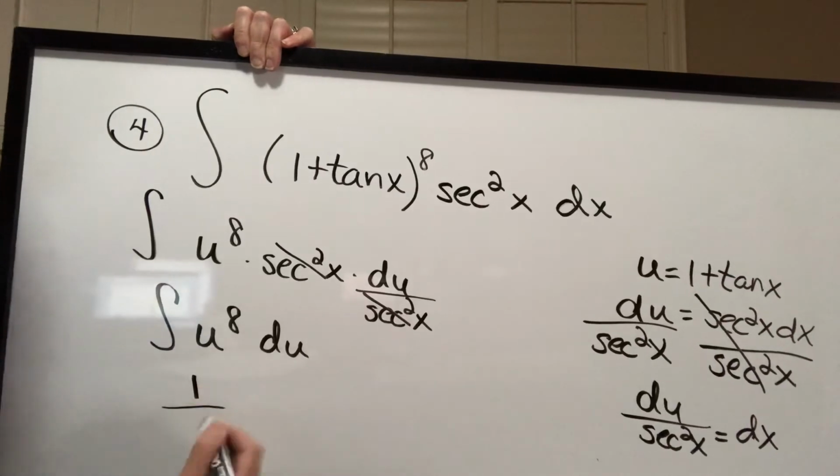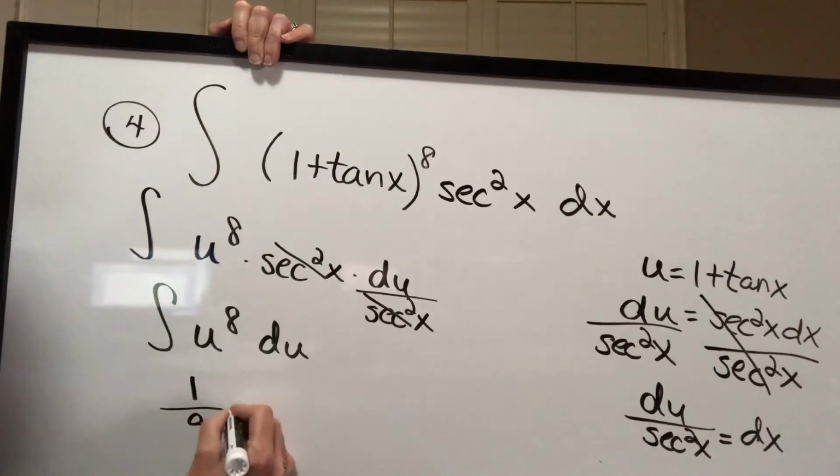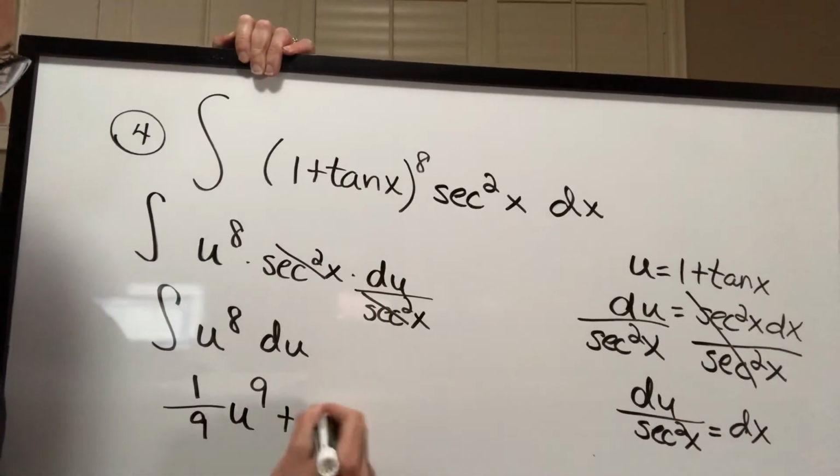It would be 1 over, add 1 to this exponent. So instead of 8, it would be 9. And then you would also have the 9th power. Remember, these are supposed to be the same. And then plus c.